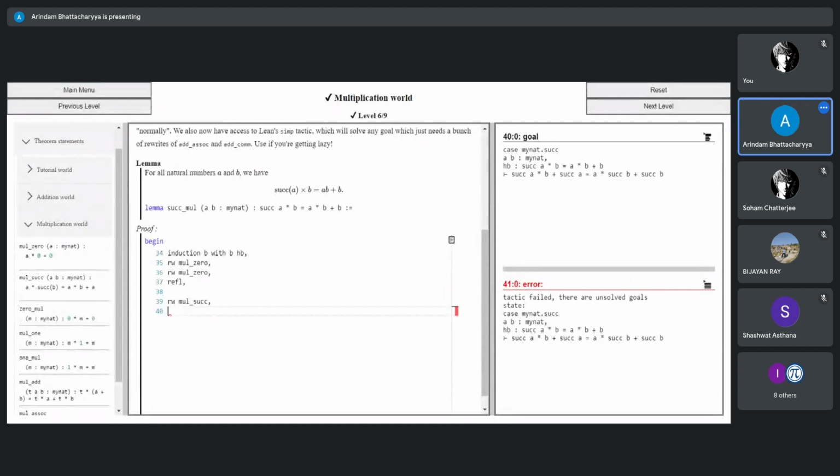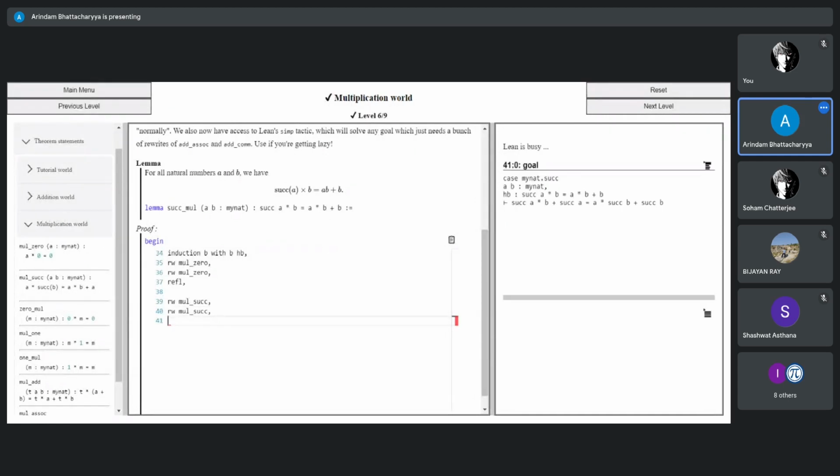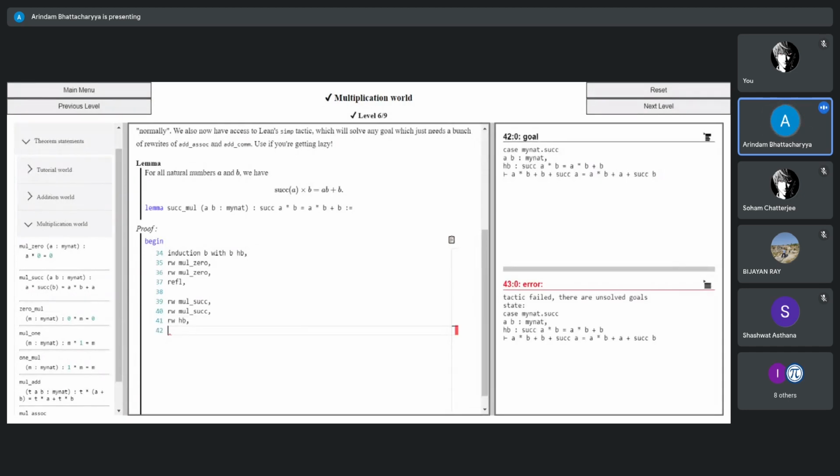Successor of A times B is right. And therefore, use it again. I can brute force it, but I don't think this is the shortest way to do this. I'll have to do B plus successor of A is equal to A plus successor of B, right? Repeat. RW add associative. So, wait. No, never mind. I'll click once.